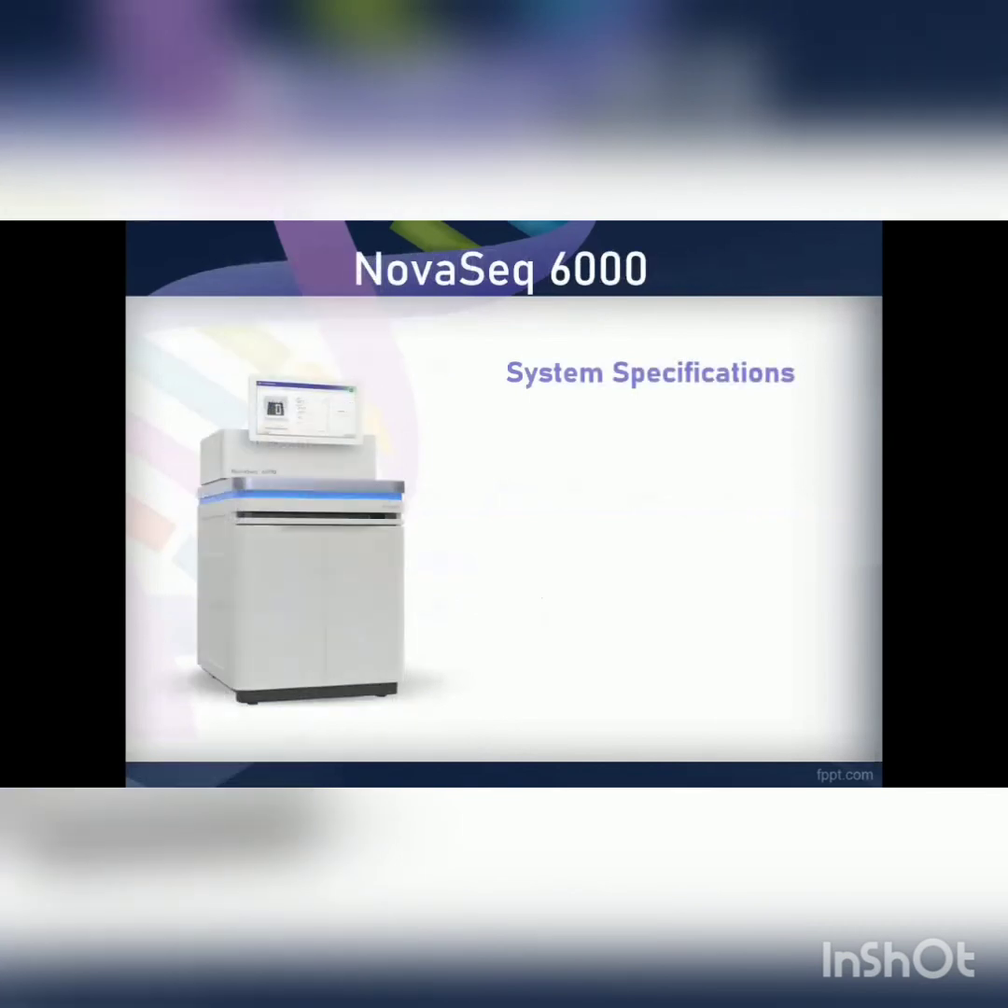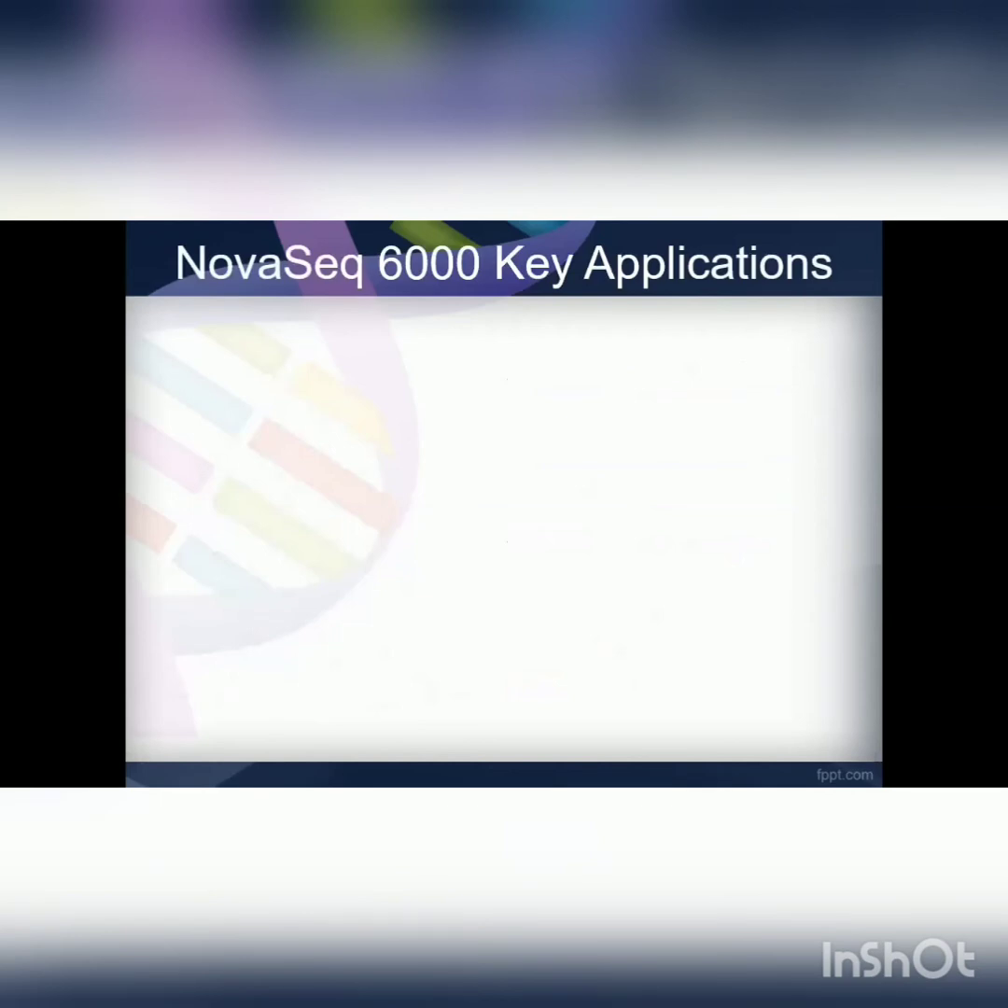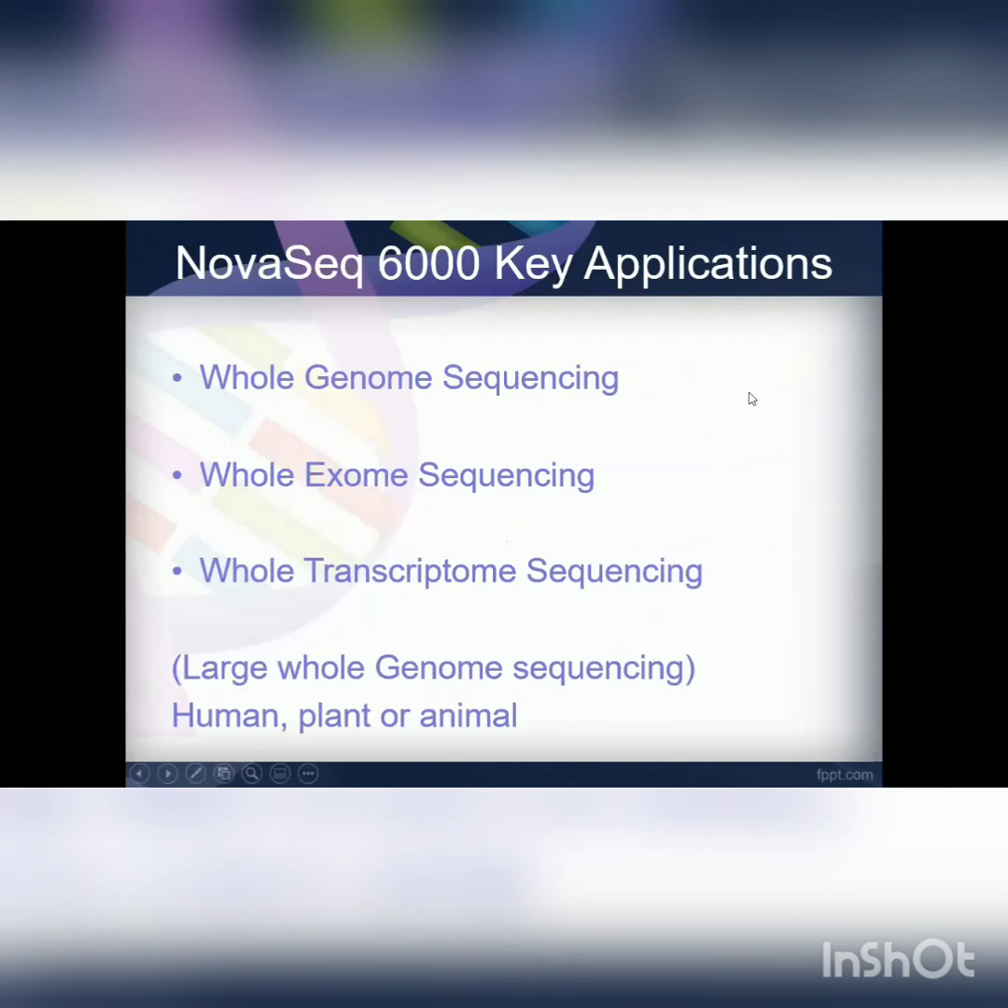Coming to the last sequencer, that's NovaSeq 6000. The system specifications for this sequencer include an output range of 4,800 to 6,000 GB. It can perform 32 to 40 billion reads per run, and it has a maximum read length of 2 into 250 base pairs. So the main applications for this sequencer include whole genome sequencing, whole exome sequencing, whole transcriptome sequencing, and it's mainly used for very large whole genome sequencing like humans, plants, or animals.